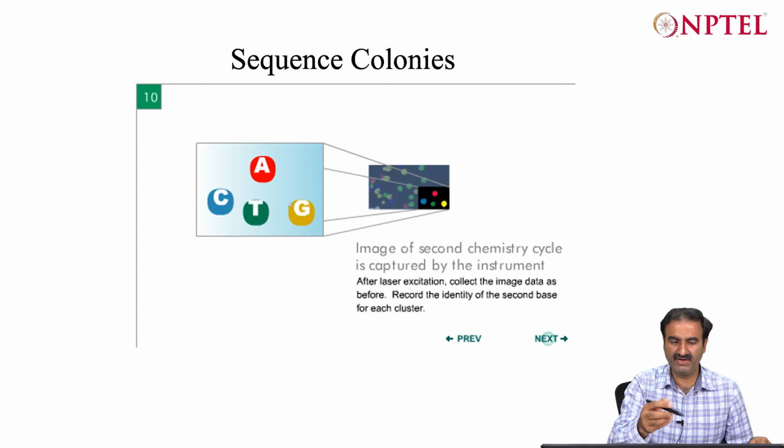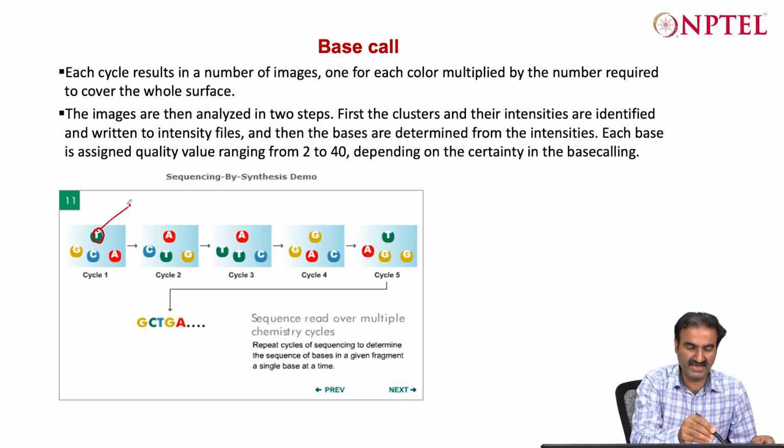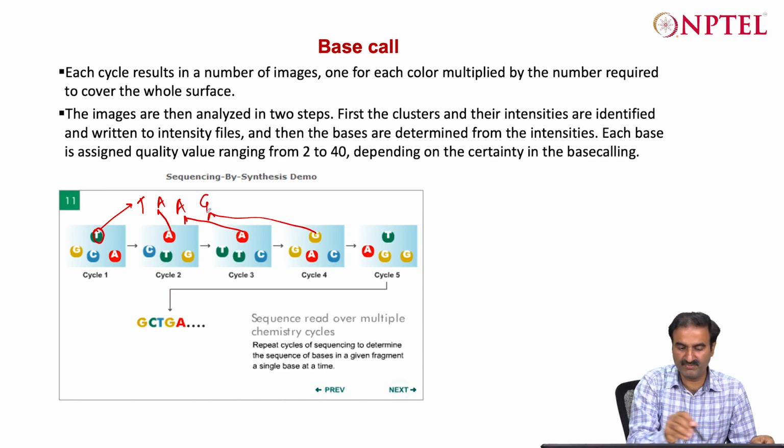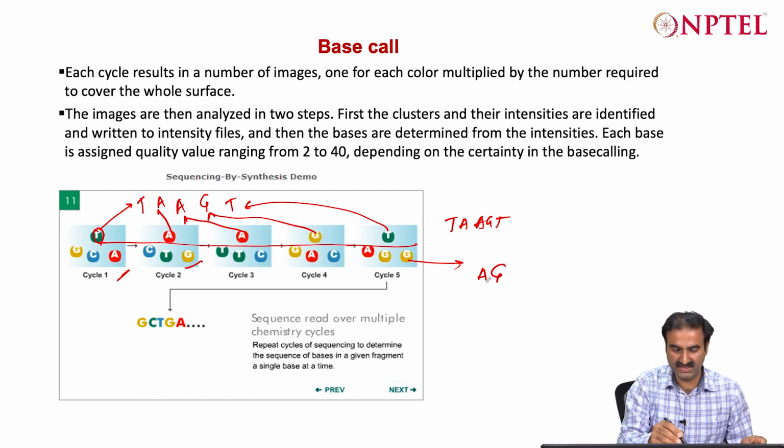Now on the flow cell I will know that this cluster gave me an A signal, this cluster gave me a C signal, then T and G. This way I can keep on reading. For this cluster it gave me T here, then A, again A and G, and then T. Because the position is fixed, the sequence in this cluster at this position is T, A, G, T. Similarly, at this position, if I start from here, it is A, then G, then C, then C, and then G.